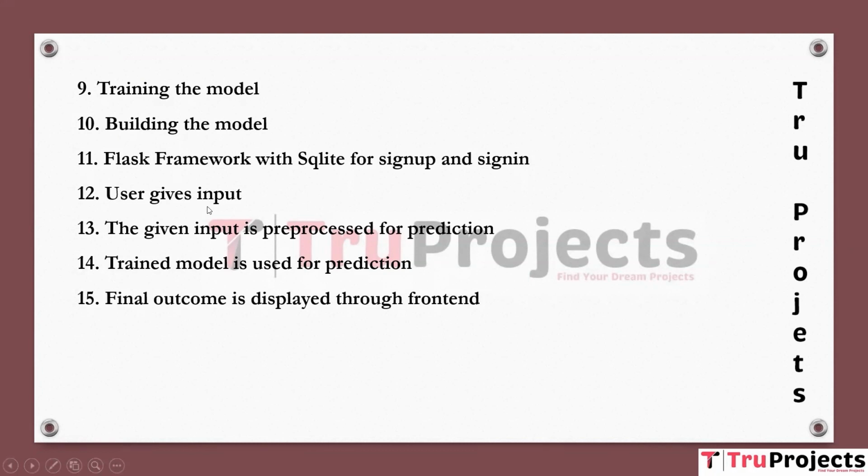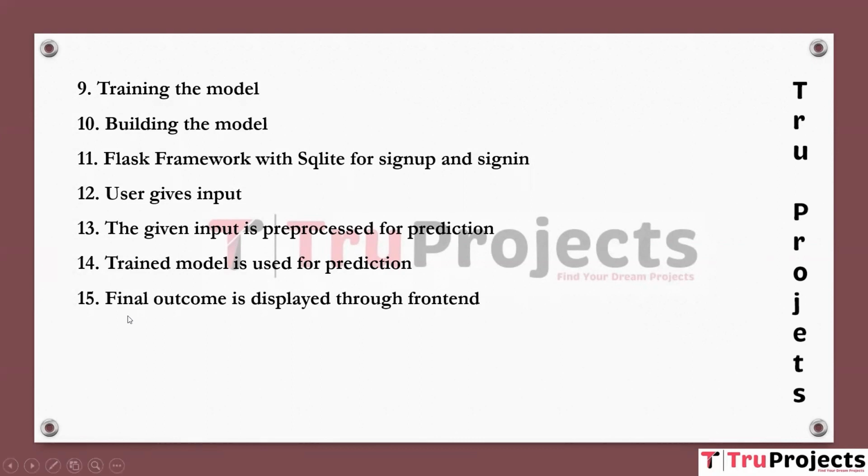Next one is user gives input. In this module, it involves collecting user input, likely in the form of text data. 13th module is the given input is pre-processed for prediction. Similar to the data pre-processing, this step pre-processes the user input for sentiment analysis. Next module is trained model is used for the prediction. This pre-processed user input is passed through the trained machine learning models to predict the sentiment.